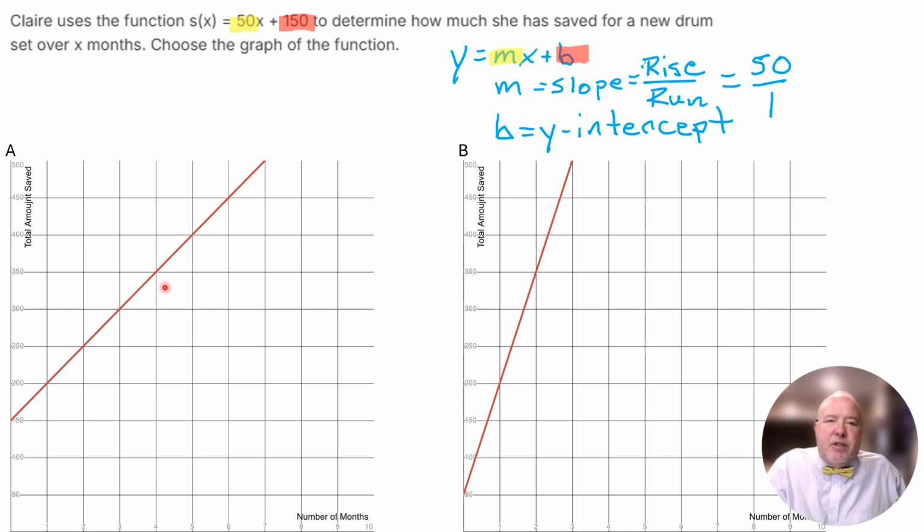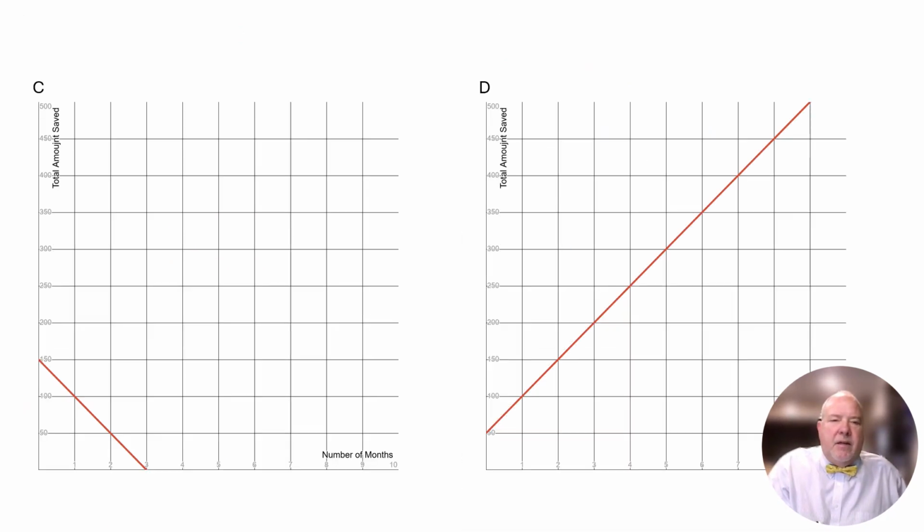But I told you I'd show you the other two, so let's look at those real quick. So this one has a y-intercept of 150, but this is decreasing. This is a negative slope, and we had a positive slope of 50. This one, the y-intercept is not correct. It starts at 50, so that's no good.